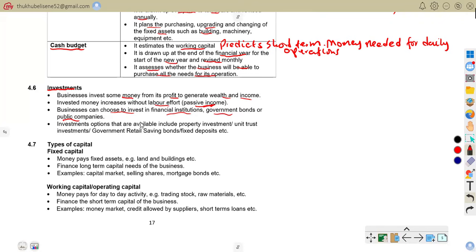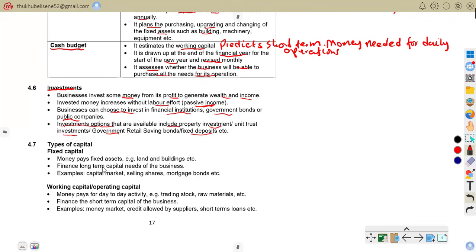Here we are talking about types of investment options. A business can invest in banks, government bonds, shares, or property. For example, buying shares in a public company. The investment options available include property investment, unit trust investment, government retail savings bonds, as well as fixed deposit.